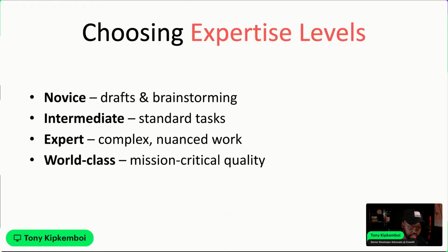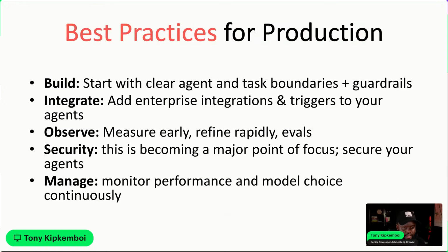And there are expertise levels: novice, intermediate. Usually people pick expert and world class. There's not really a need to pick novice or intermediate for most tasks, because we want good quality outputs. And then best practices: if you're going to do production for the agents, add boundaries, things like guardrails, and we'll talk about that as well. And there are integrations. There are so many things now, MCP servers as well, that you can add on top of your agents. But I think that's a conversation for another topic, apart from what we're doing today.